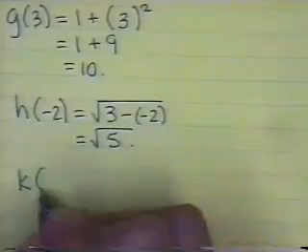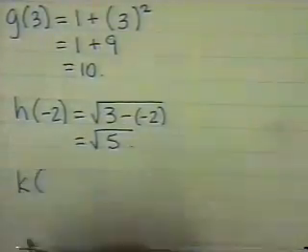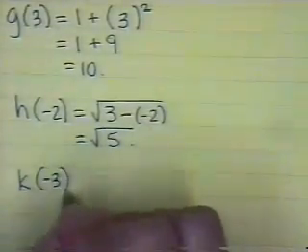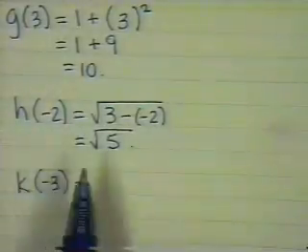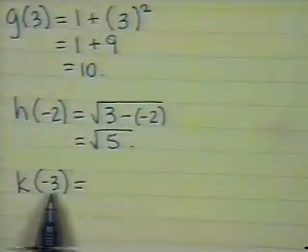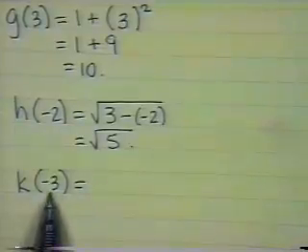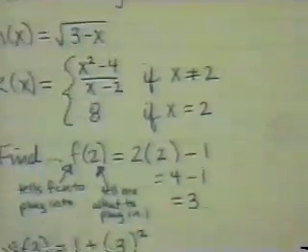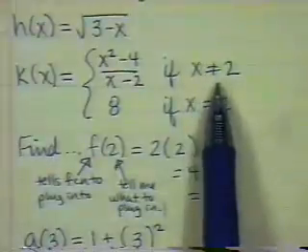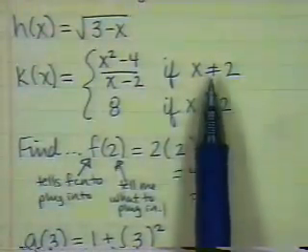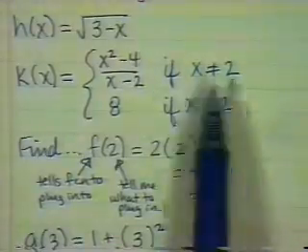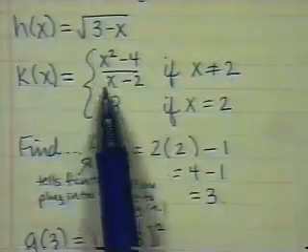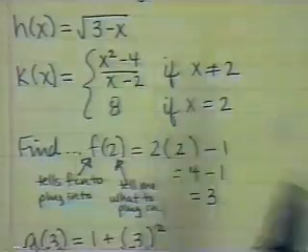We want to take a peek at our piecewise function as well. So let's start off by evaluating k at negative 3. Now k was a piecewise function, so you have to qualify your x. Where is x equal to negative 3 going to fall? If I look back up here at my piecewise function, is it not equal to 2 or is it equal to 2? I think it fits in the not equal to 2 category. So this is the piece of the function that we're going to use to evaluate it.